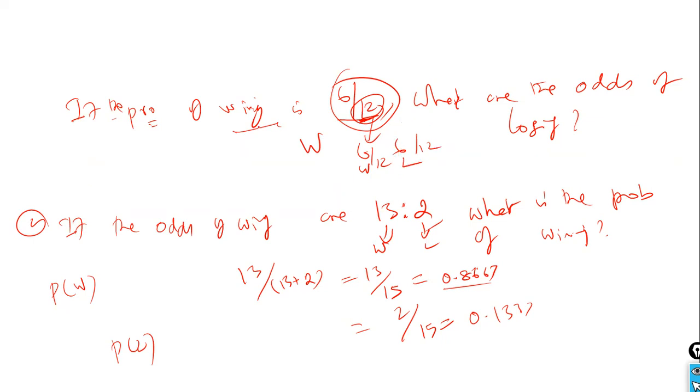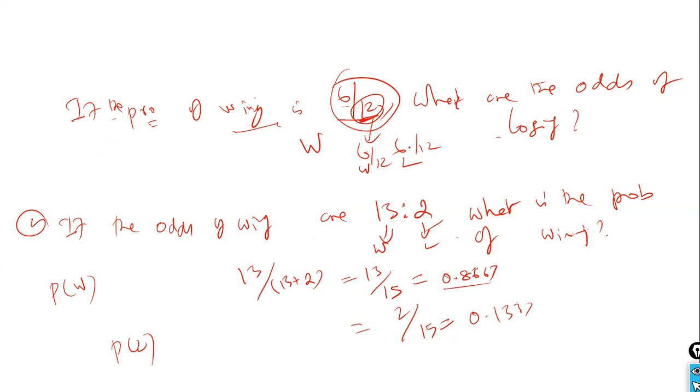If they give the probability and ask you to tell the odds of losing or winning, how do we look at it? And if they give the odds and ask for the probability of winning or the probability of losing, then it works like this. Is that clear? So in this case, how do we find the odds of losing?